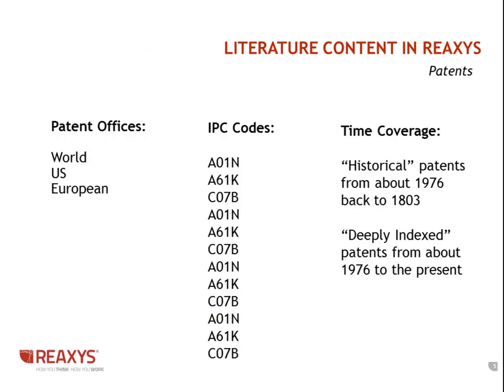The information in Reaxys also comes from patents. Reaxys contains patent information from the World, US, and European patent offices. Information covers these IPC codes. Patent coverage goes back to 1803, but for patents between 1803 and about 1978, the information is not as deeply indexed as it is now. So between about 1976 to the present, we excerpt quite a bit of data.